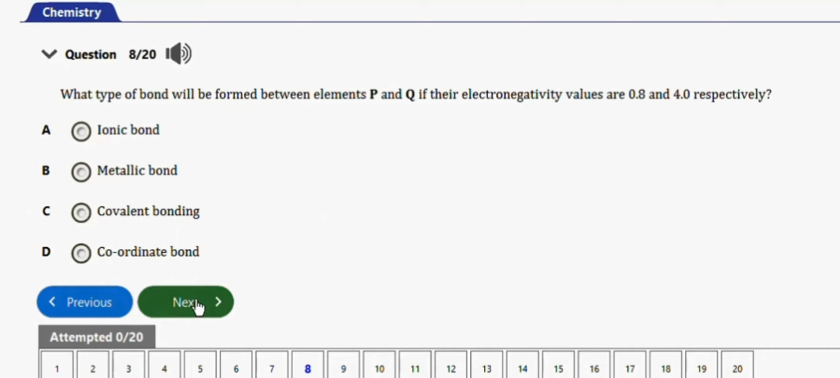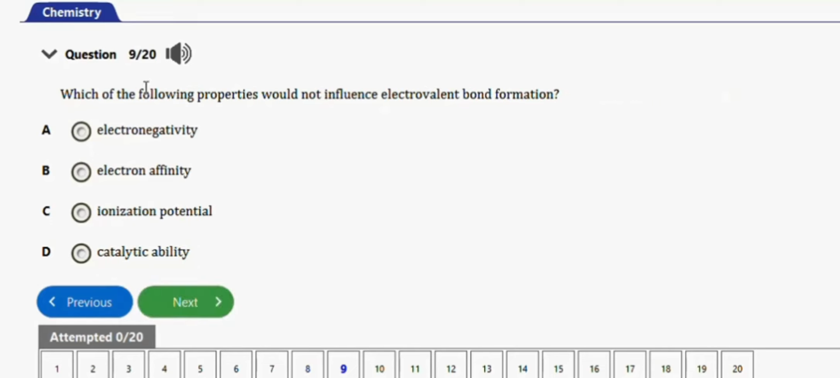It says what type of bond will be formed between elements P and Q if their electronegativity values are 0.8 and 4.0 respectively? So it will be ionic bonding, guys. It will be ionic bonding. The reason is that the difference between these electronegativity values is large, so it will be an ionic bond. Next question will be this one.